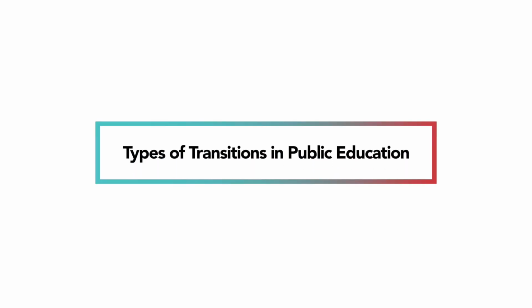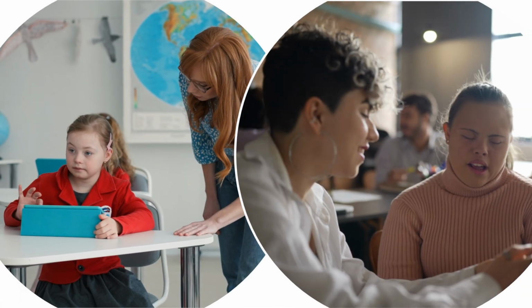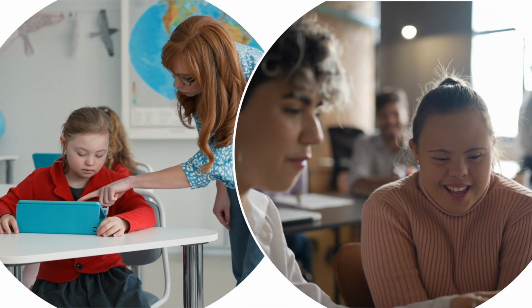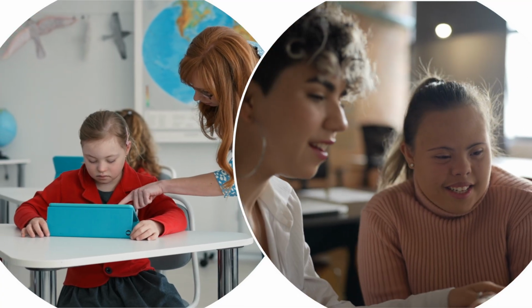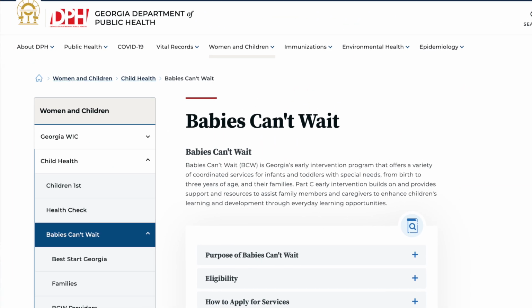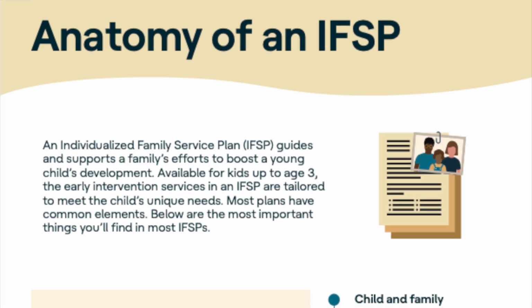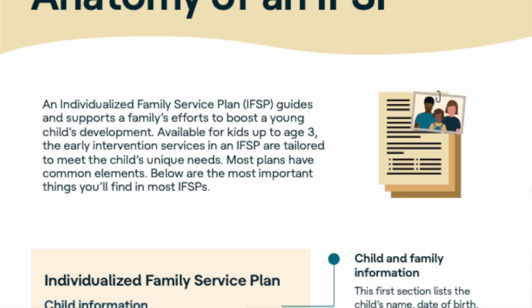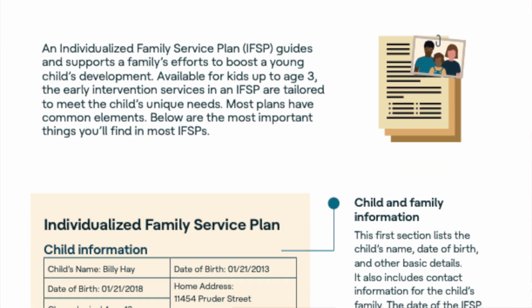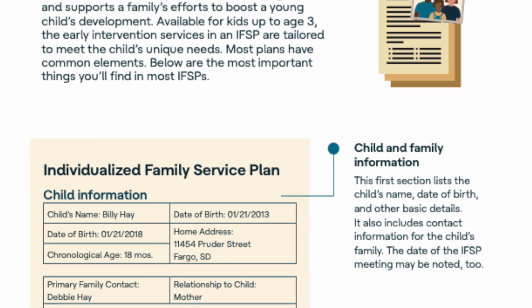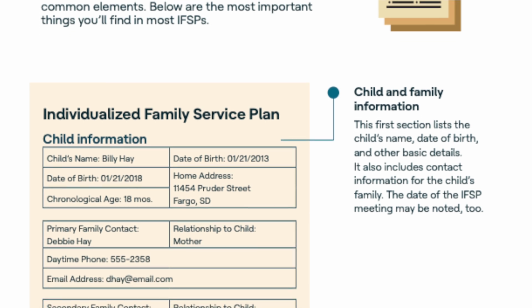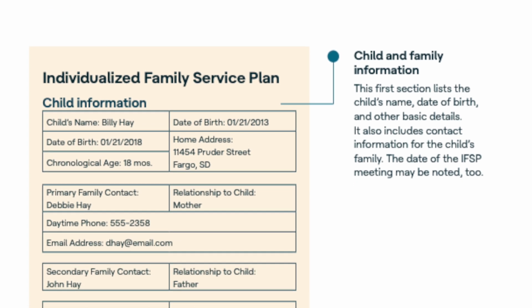Types of transitions in public education. One of the first transitions a student experiences is when they move from early intervention services to public education programs. Babies Can't Wait is Georgia's early intervention program for children younger than 3 years of age. Students first receive early intervention services on an Individualized Family Service Plan, IFSP, and then transition to an IEP provided by public education at the age of 3.